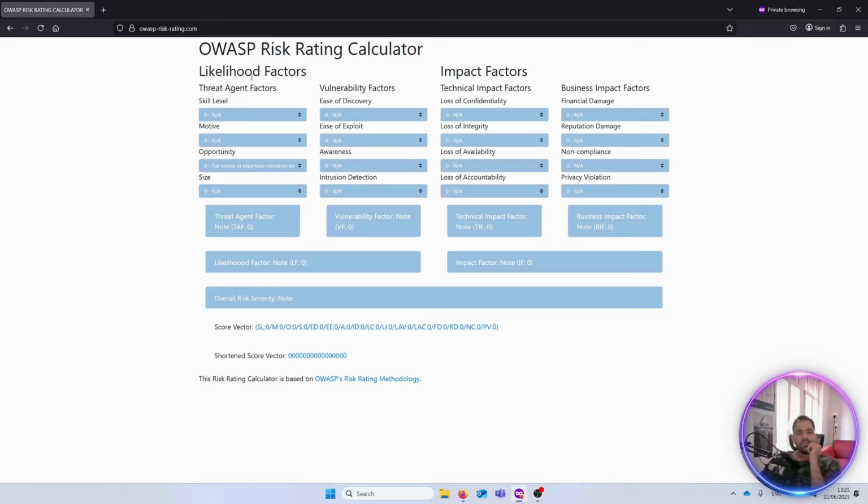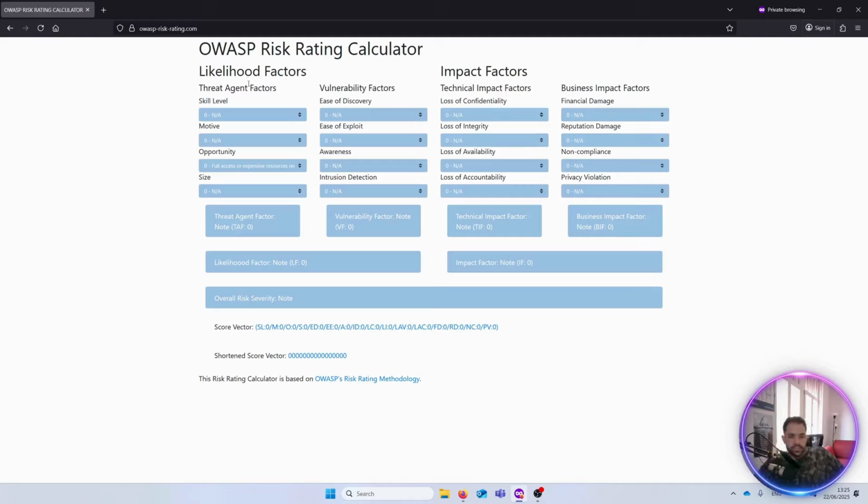As you see, there are two main parts for the calculation of a risk: likelihood factors and impact factors. Likelihood factors means the things which can affect the likelihood of the attacks. So is it really possible to do this attack? Is it really easy for everyone to do that? Is it really doable, or this kind of stuff?